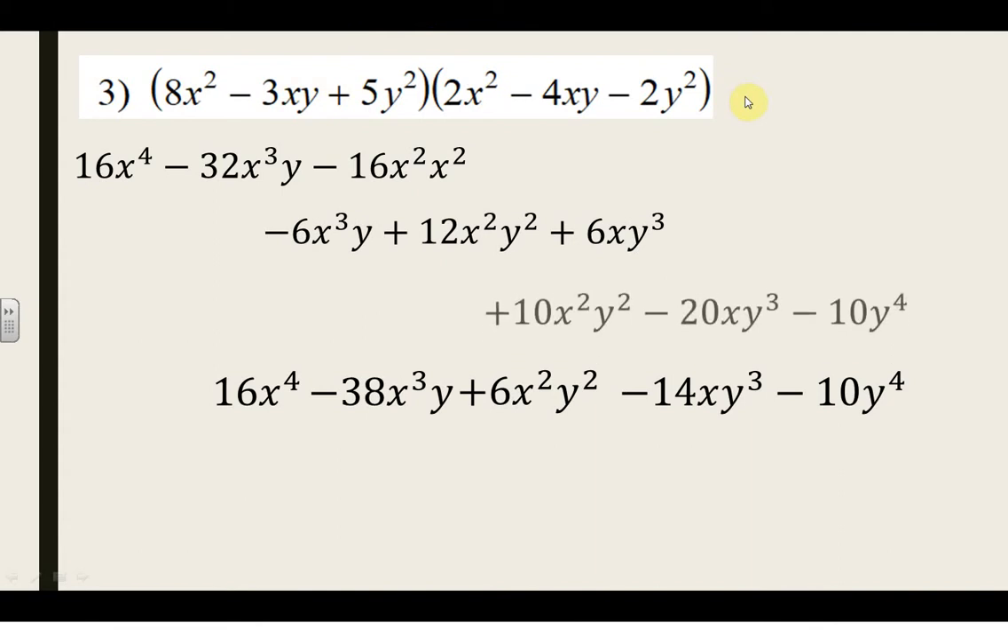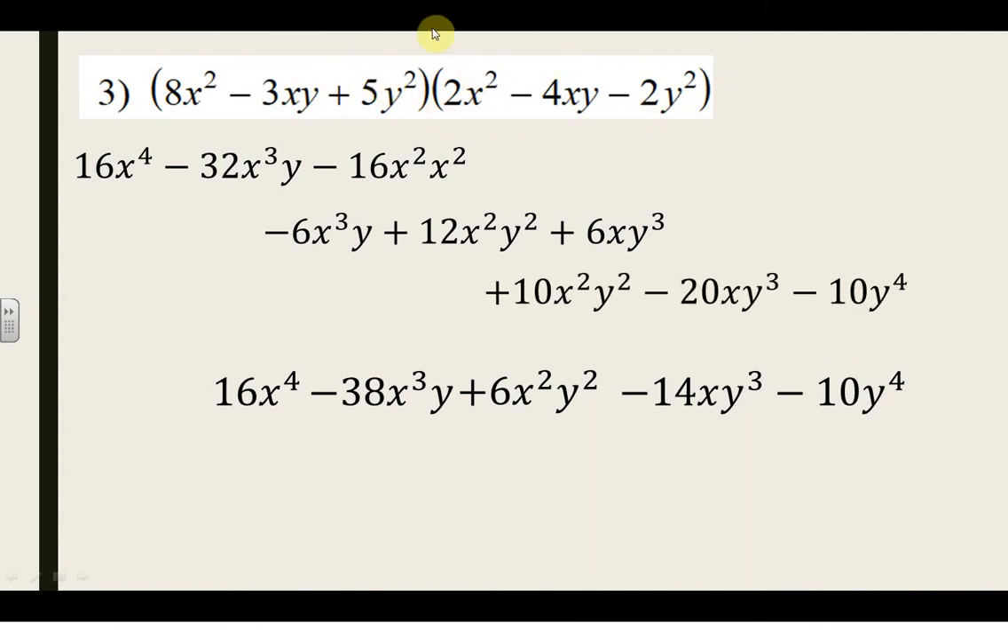Boom. I ran out of room, so I kind of went down. And then this guy. Boom. So 5 times 2 is 10. Y squared times x squared is x squared y squared, et cetera. You need to know your exponent rules. You need to know all of this stuff. Combine your like terms, and there is your answer.